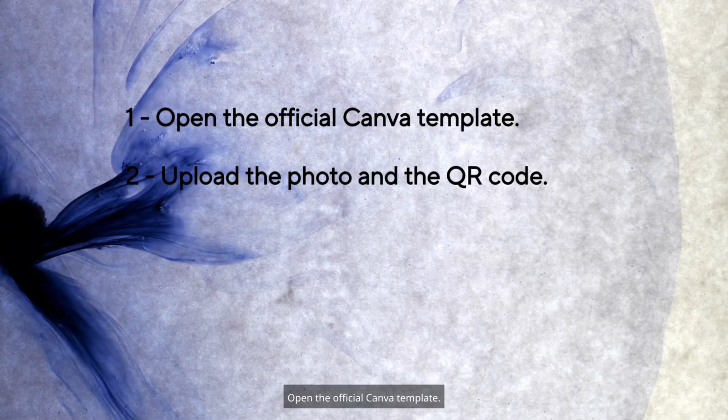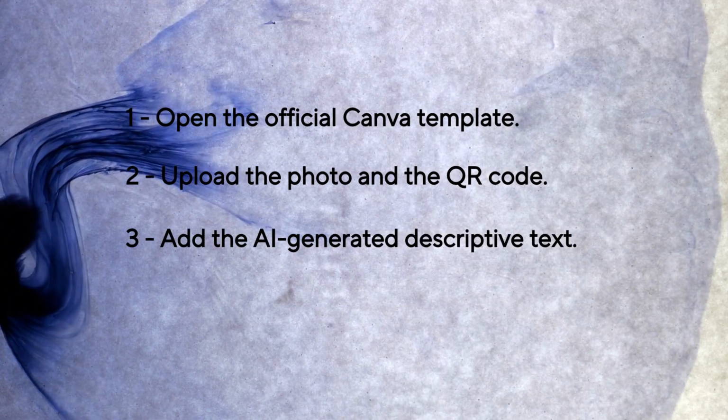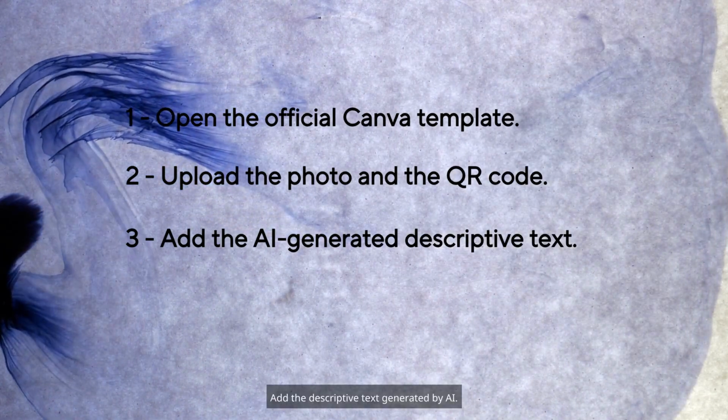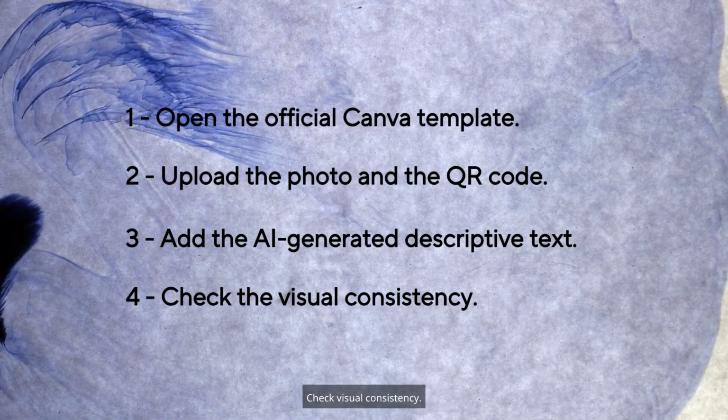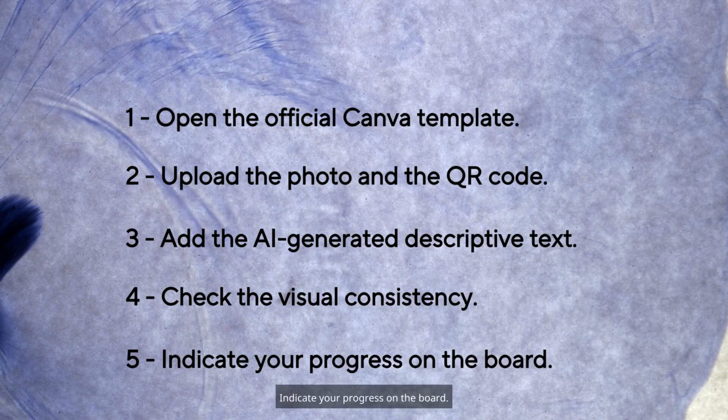In summary: 1. Open the official Canva template. 2. Import the photo and the QR code. 3. Add the descriptive text generated by AI. 4. Check visual consistency. 5. Indicate your progress on the board.